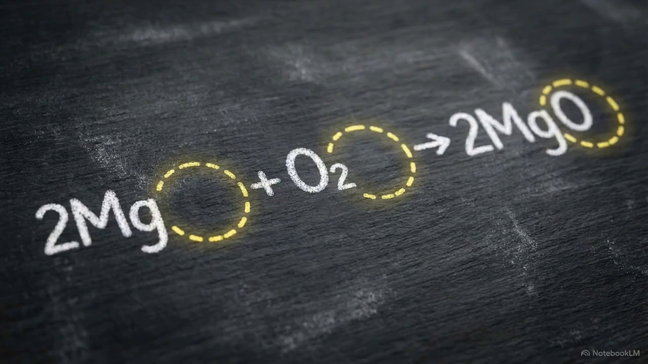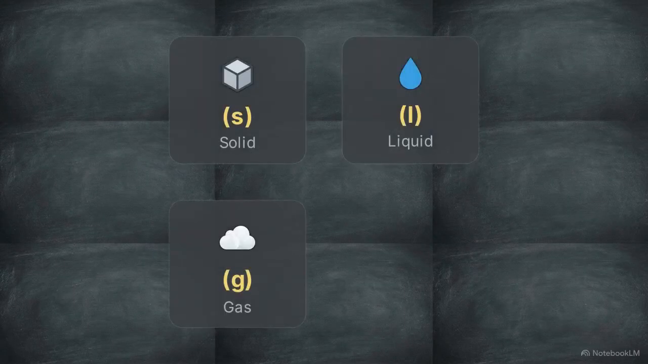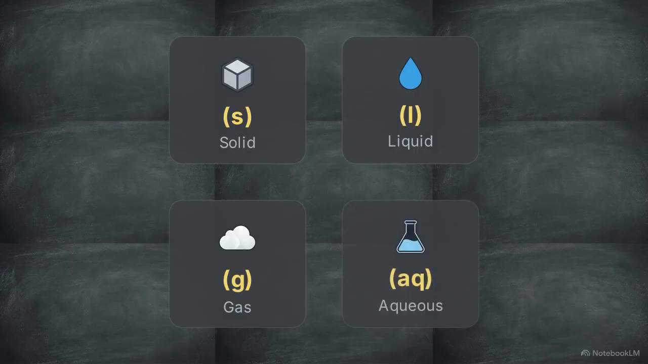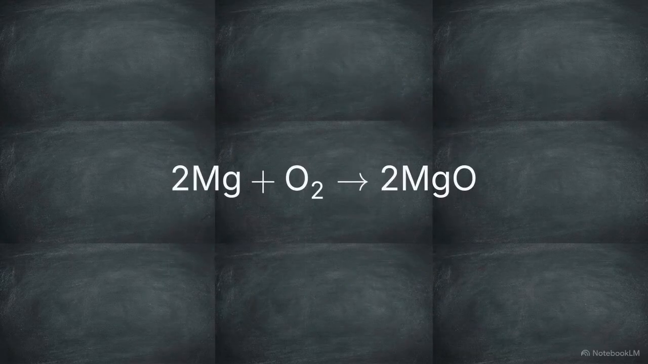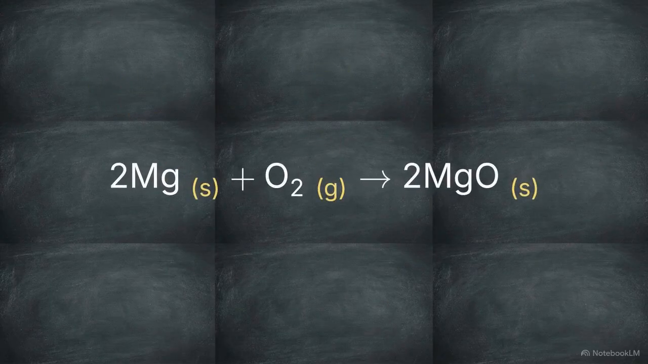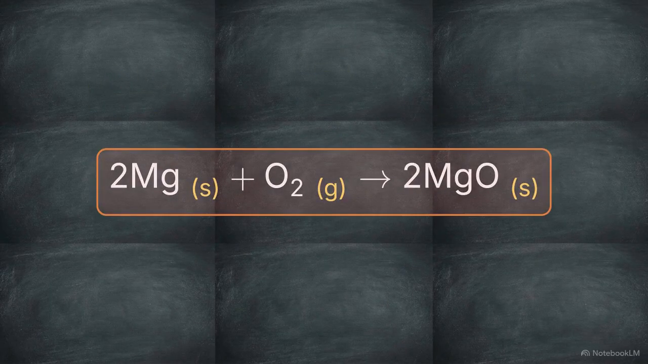Our equation is now balanced, but a complete instruction manual needs one final layer of detail: the physical state of each substance. We use 4 abbreviations: S for solid, L for liquid, and G for gas. Finally, there is AQ for aqueous, like blocks floating in a pool of water. When we slide these into their correct positions, our magnesium equation is finally complete.